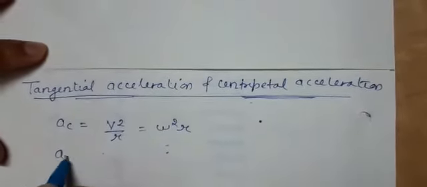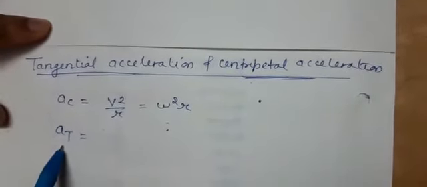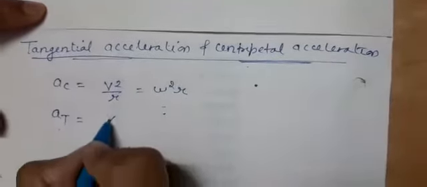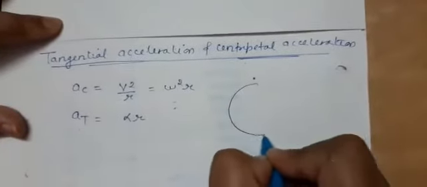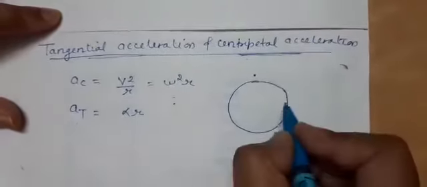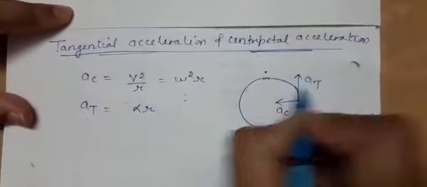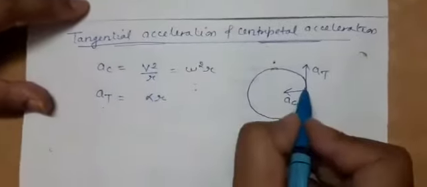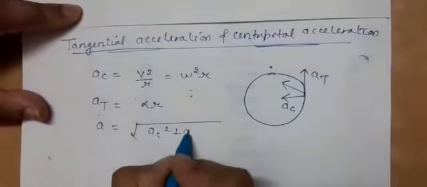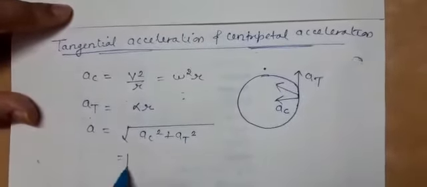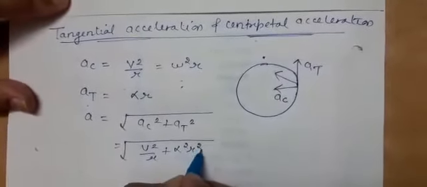Second is tangential acceleration. Tangential acceleration is the acceleration which is acting along the tangent. So this is alpha into r. Now, if a particle or a body is moving along a circular path and centripetal acceleration is acting towards the center and tangential acceleration is acting along the tangent, the resultant of these two accelerations will be given by under root of AC square plus AT square. So it will be (v square by r) whole square plus alpha square r square, all under root.